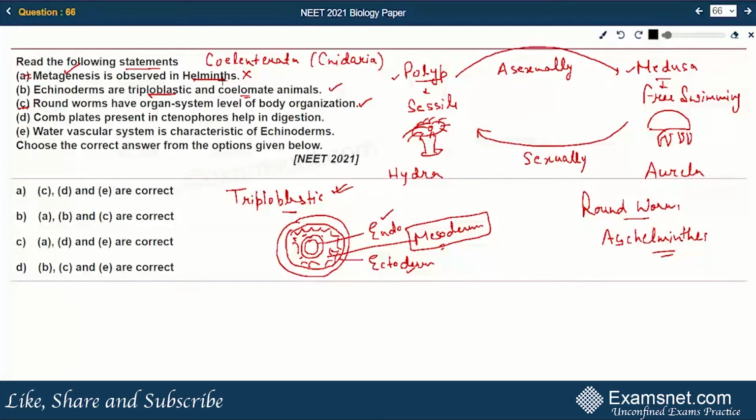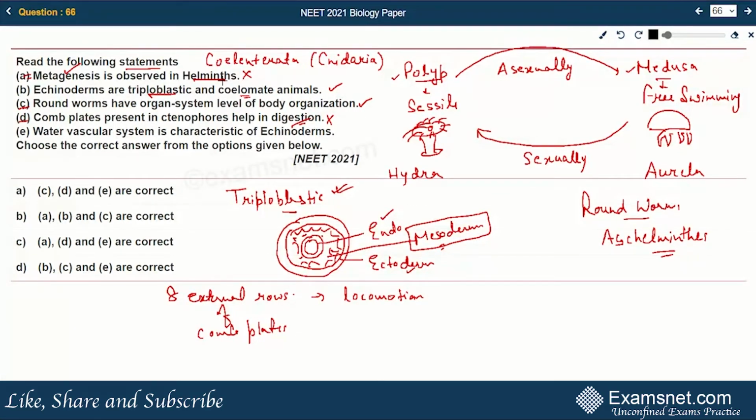Now, the fourth one is comb plates present in ctenophores help in digestion. This is not at all true. Why? Because first let's understand there are 8 external rows of comb plates, and they help in locomotion or movement. So, this statement is incorrect.